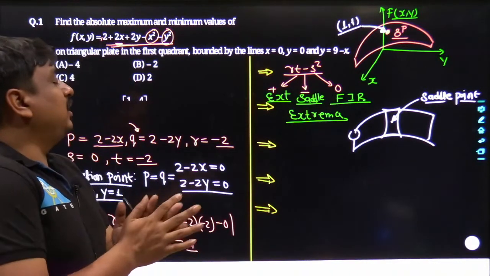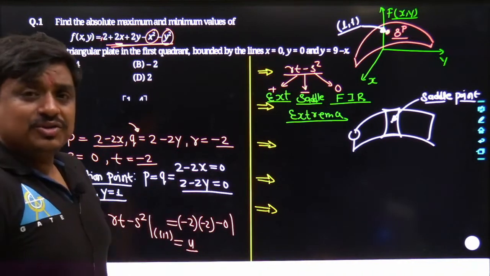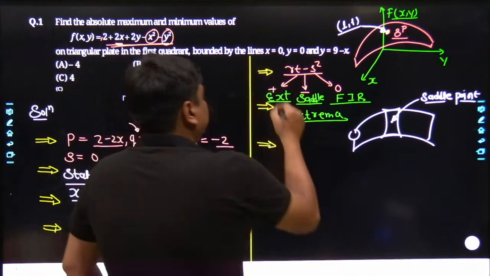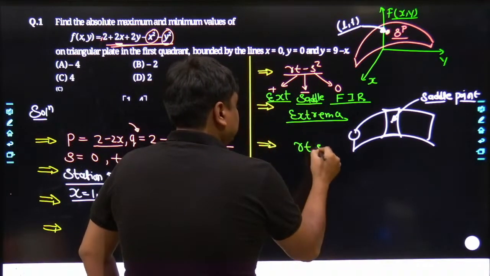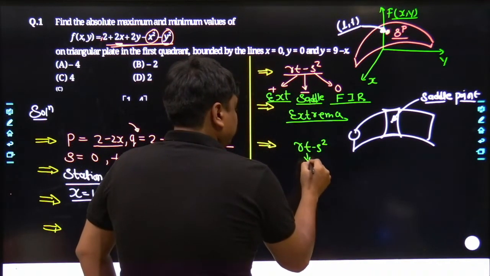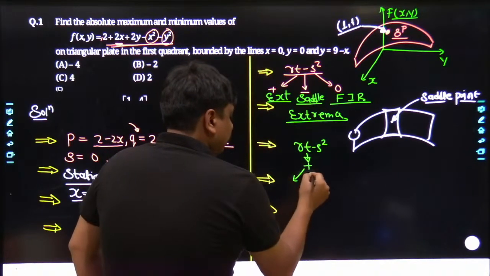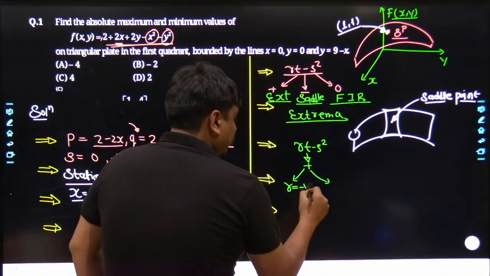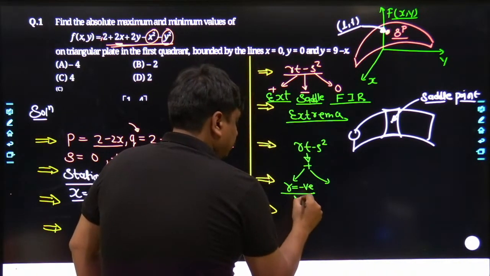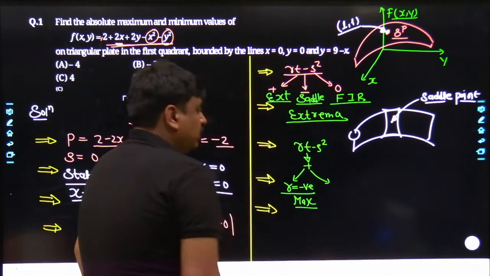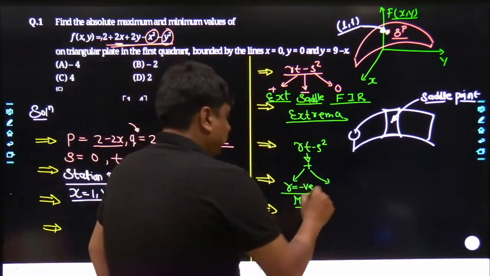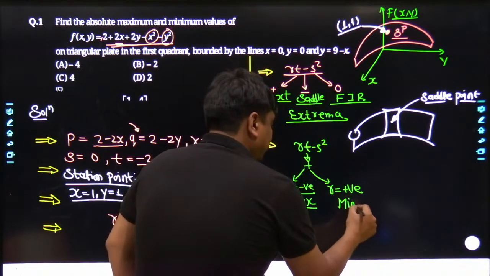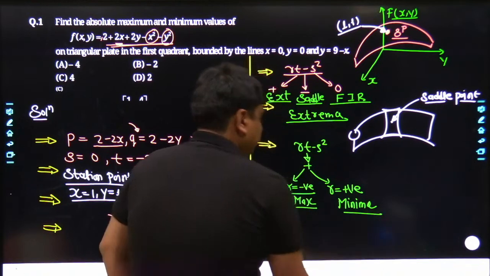Now within the extrema, you have to check whether the maxima has been formed or whether the minima has been formed. So again, I have to conduct the next test. If rt minus s square is found to be positive, now you have to investigate the sign of r. If r is found to be negative, that means at the stationary point the maxima has been formed, and if r is found positive, minima has been formed.